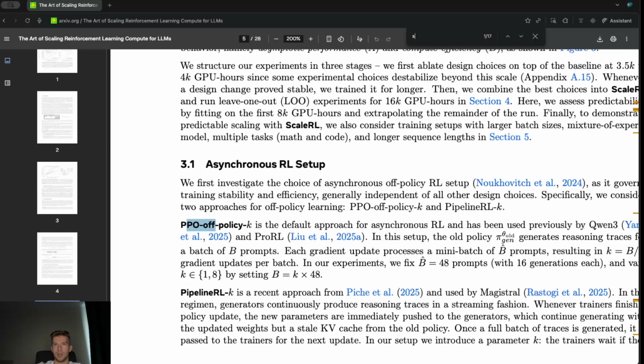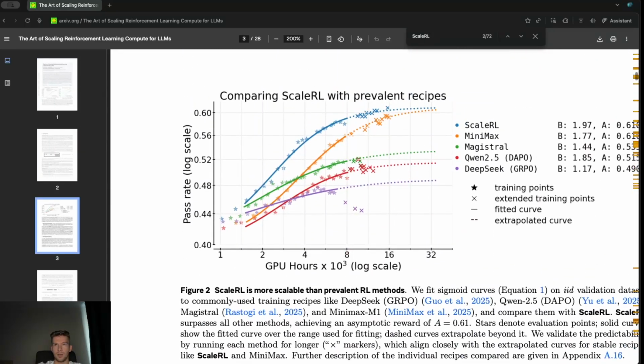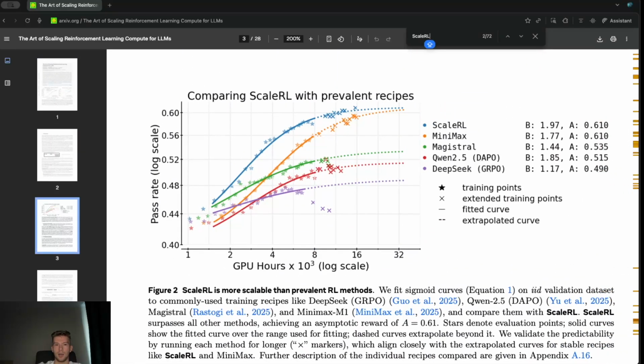ScaleRL, let's go back to our figure down here. ScaleRL also uses smart data management to boost efficiency. It filters out prompts that contribute no policy gradient and permanently removes prompts that are already too easy. And we can see it achieves a superior asymptotic performance of 0.61 and compute efficiency compared to all other tested methods, including DeepSeek, Qwen, Magistral, and MiniMax.